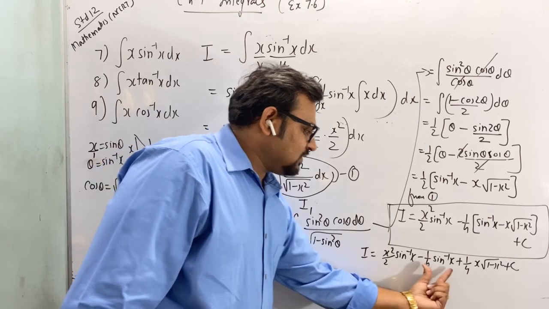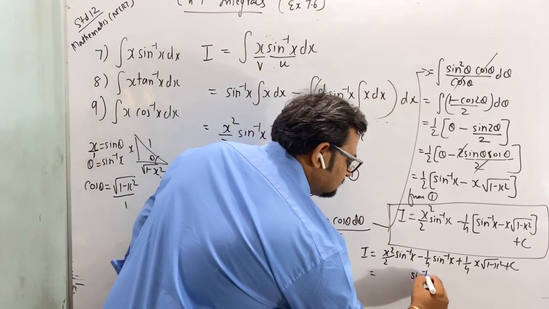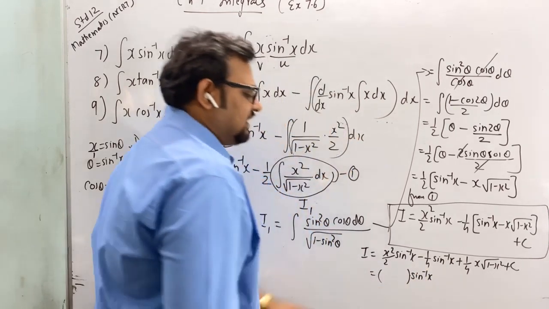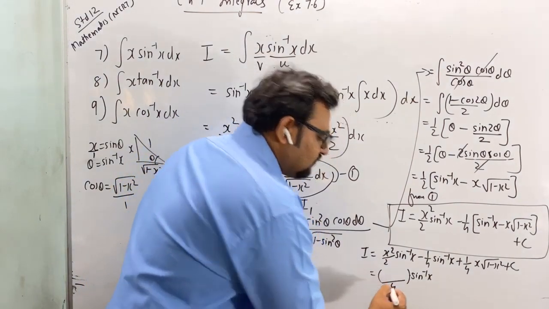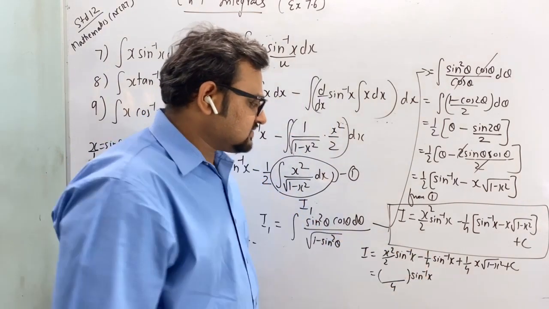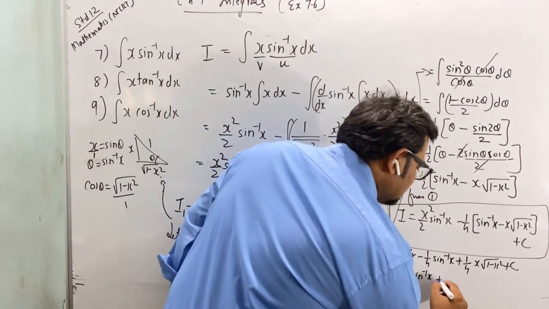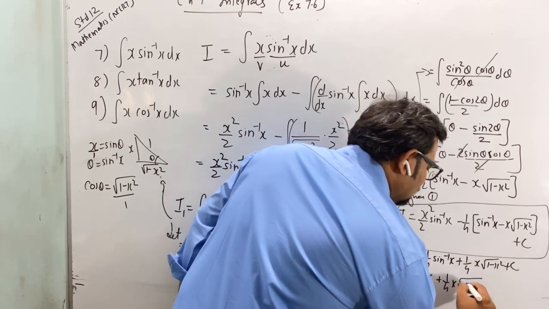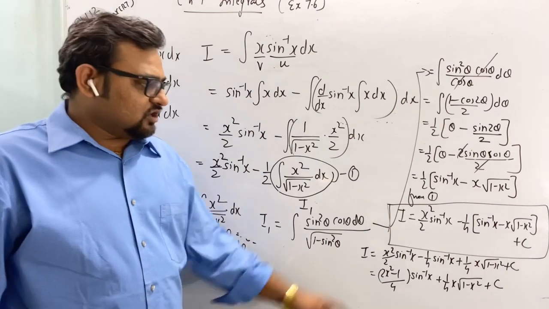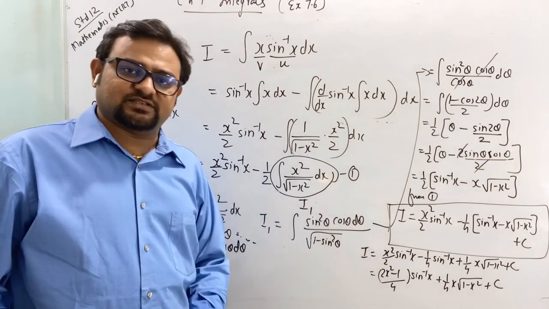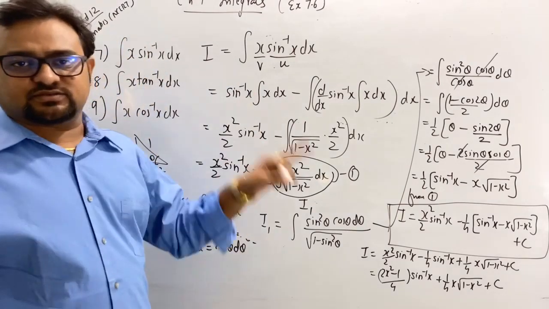See, x square by 2 plus 1 by 4 x square sine inverse x will be common. Now when I do x square by 2 minus 1 by 4, LCM will be 4. So 2x square minus 1, plus 1 by 4x root 1 minus x square plus c. When you solve it further, you will get this answer. This is an important sum. Once again, go through this.